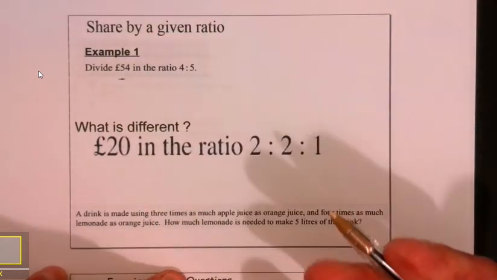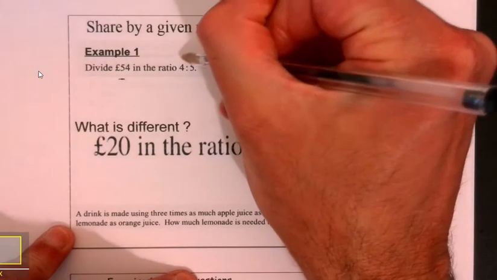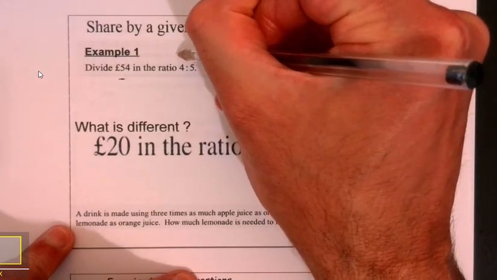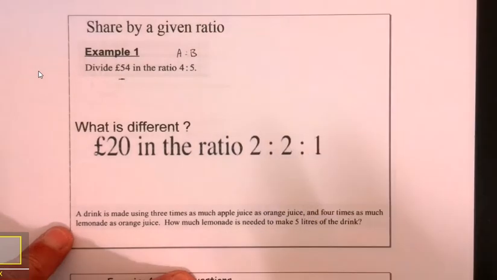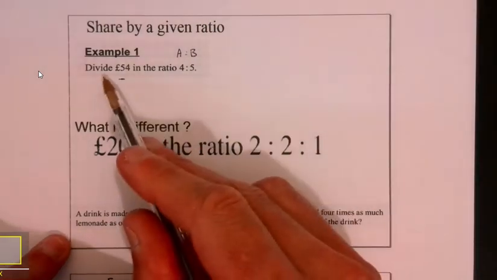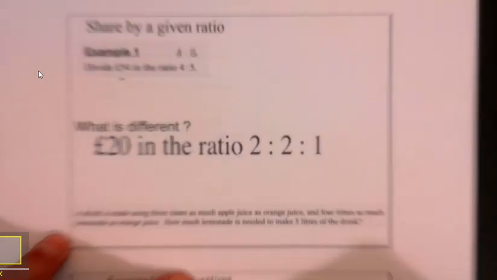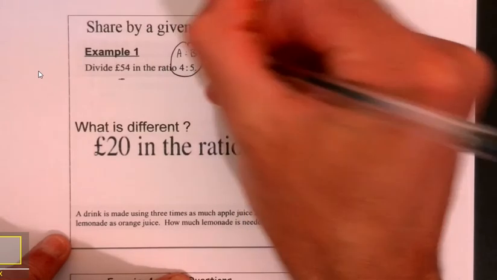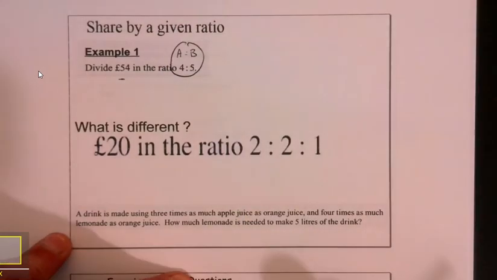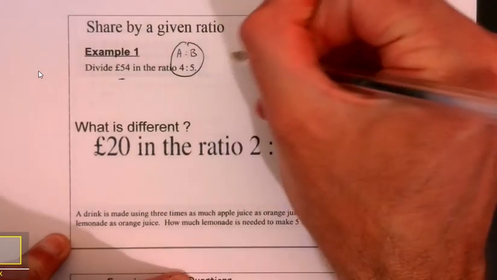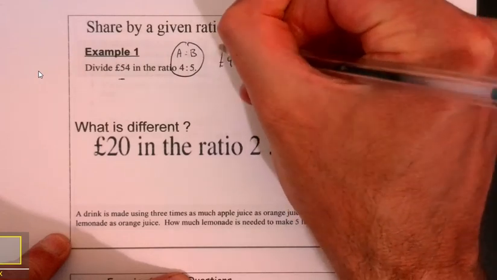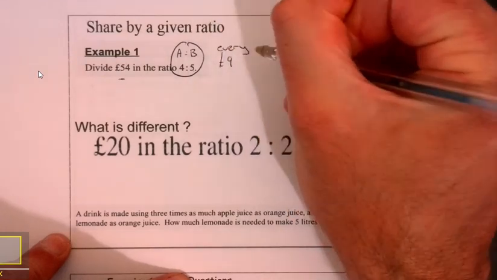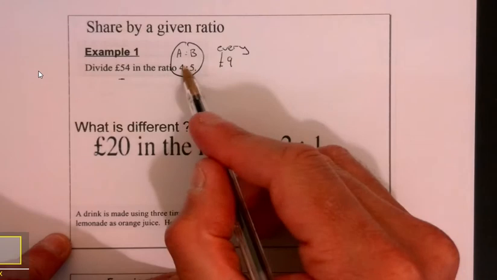So I've got £54 and I've got two people. Let's call them, I'll be really mathematical here, person A and person B. There you go. And so they're going to get 4 parts and they're going to get 5 parts. Right. What does this actually mean? It means for every £9, where did the 9 come from? If I add the two together, okay?